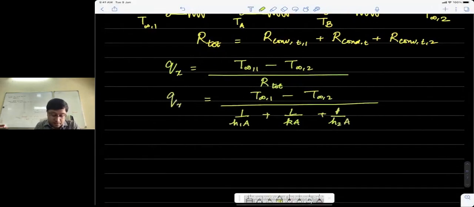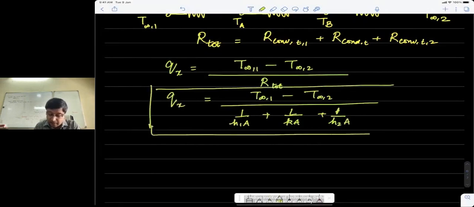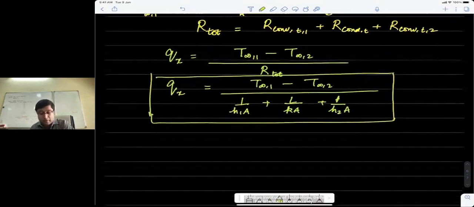So this becomes the heat current in this one-dimensional problem. So this amount of heat is flowing through at steady state in this scenario where you have two fluids surrounding a slab which has some thickness L and conductivity k.